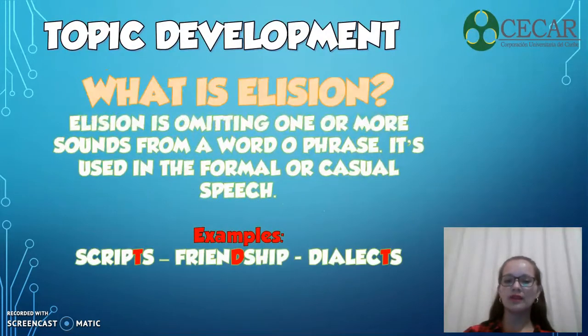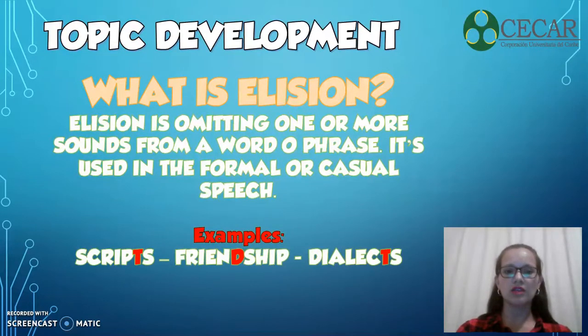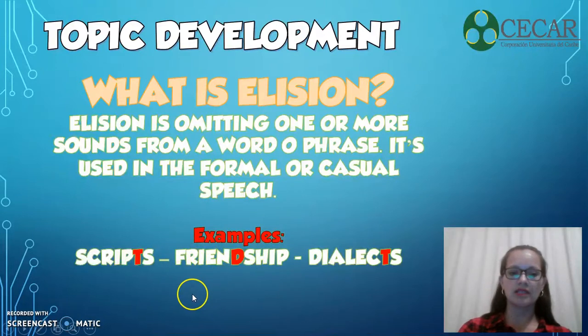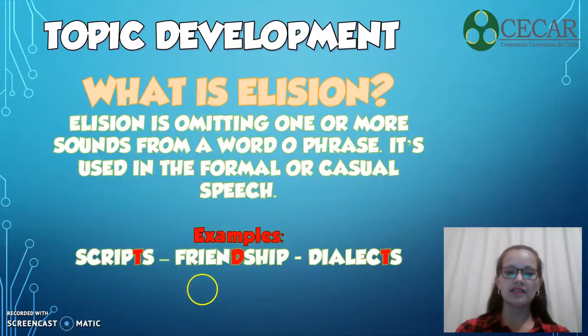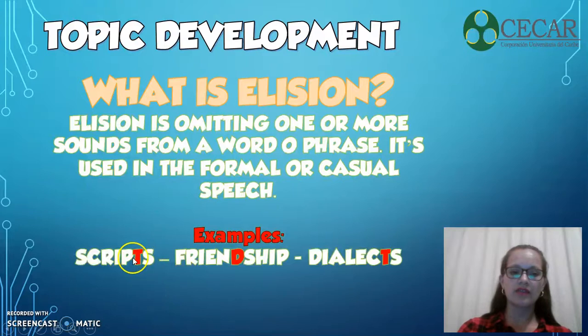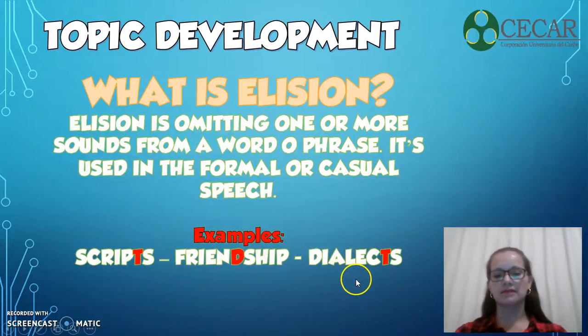The topic for the class is elision. What is elision? Elision is omitting one or more sounds from a word or phrase. It's used in formal or casual speech. Example: script, friendship, dialects. In this example, we can see how the letters T, D, and T are eliminated from the pronunciation. Scripts, friendship, dialects.